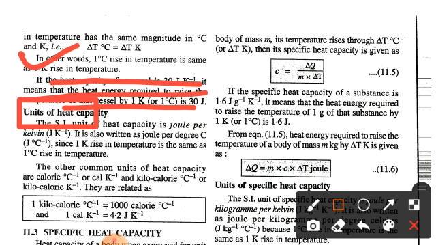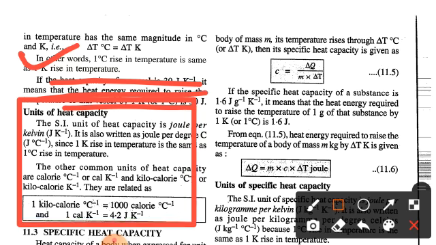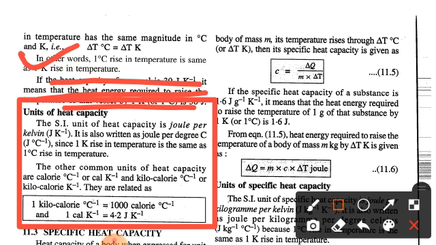Now we will come to the unit of heat capacity. You can see here, this is the whole thing we have to discuss now. The SI unit of heat capacity is joule, as I told you earlier, per Kelvin. It is also written as joule per degree Celsius.